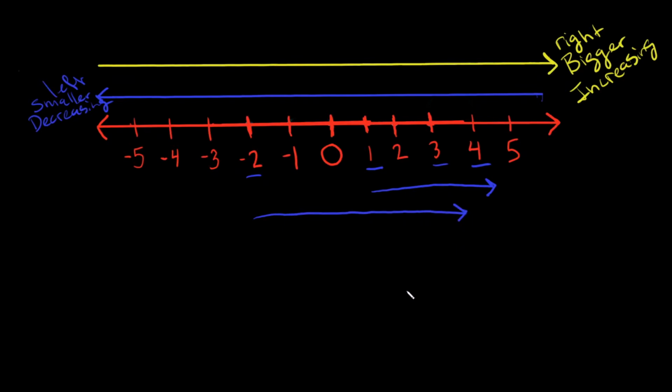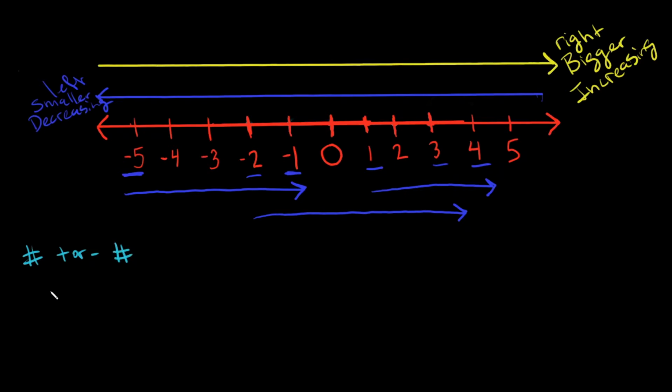So again, what if I asked you, what's bigger, -5 or -1? Well, -1 is bigger because it's further to the right on the number line. Okay, so it's very important that you understand that, because it's going to make adding and subtracting negative numbers much easier for you.